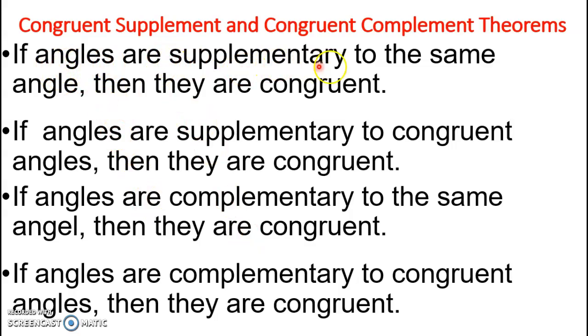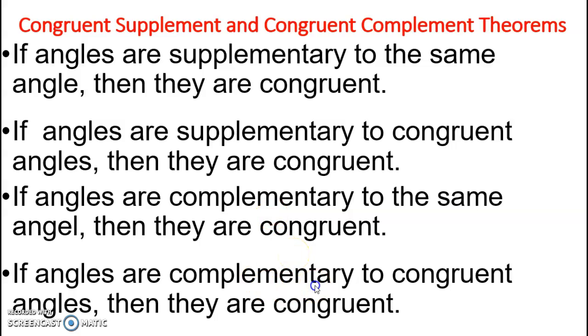We look at the four of them. If angles are supplementary to the same angle, so you have two different angles, but each one of them is supplementary to one same angle, then those two angles are congruent. Or if two angles are supplementary to other two congruent angles, then those two angles are congruent as well. So in this first case, you have three angles. In this, you have four angles. The same thing applies to complementary angles, when they add up to be 90 degrees.